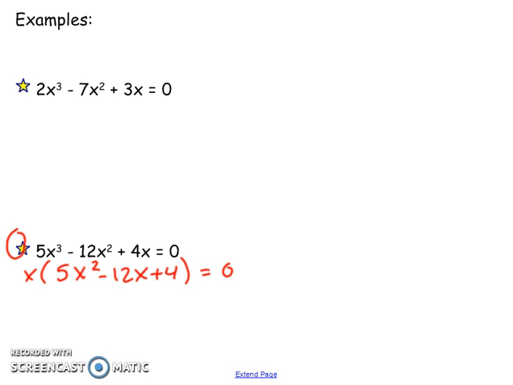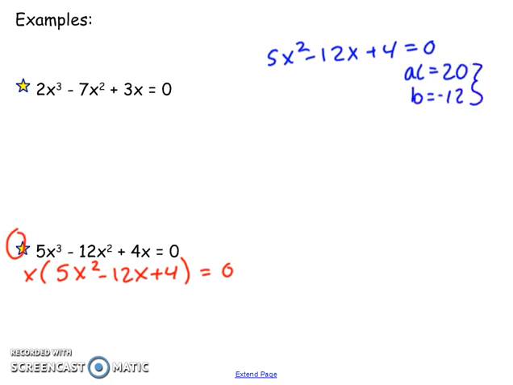Okay, so now that quadratic is one where a is not 1. So we have to do it the long way. So let's up here work on this. So 5x squared minus 12x plus 4 equals 0. So my a times c is going to be 20, and my b is going to be negative 12. So 2 numbers that multiply to 20 and add to negative 12, I'm going to use negative 2 and negative 10, or negative 10, negative 2.